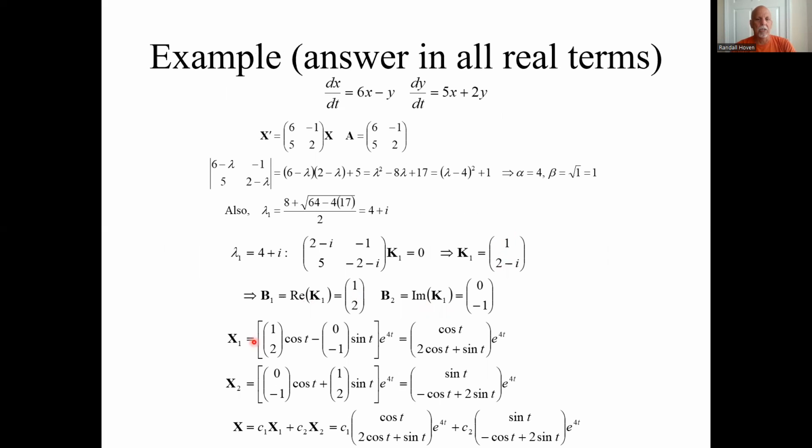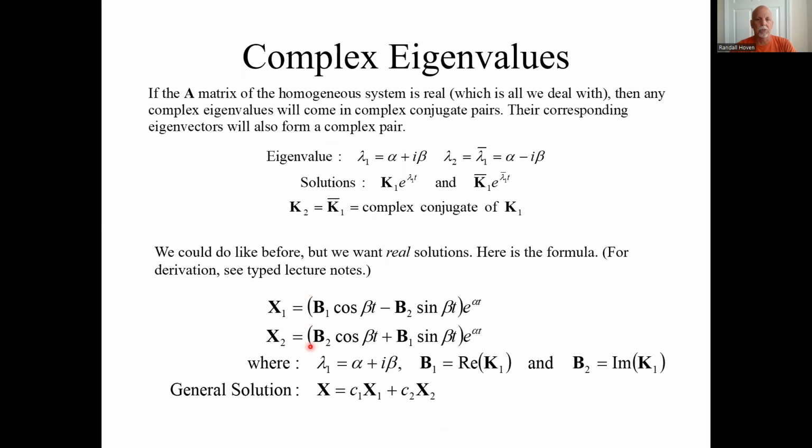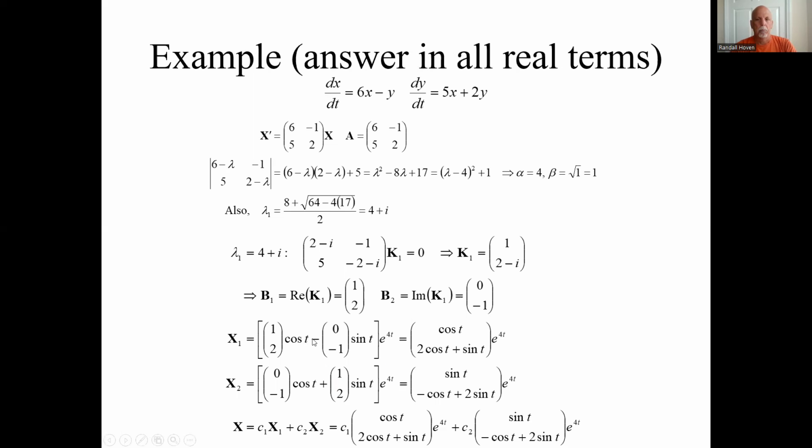So now we just put it into the formula. Here's, I guess, B1, here's B2, here's B2, here's B1. We just go back to our formula sheet and do what it says. Beta was 1 and alpha was 4. I could write it this way or I could write it that way. So the total solution, I could write it this way.